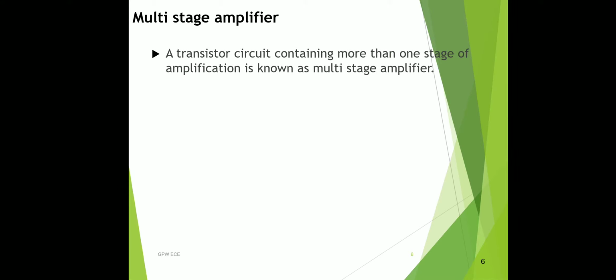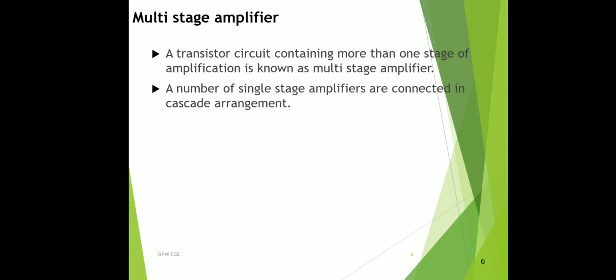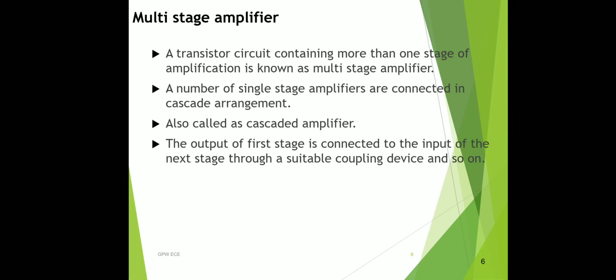What is a multi-stage amplifier? A transistor circuit containing more than one stage of amplification is known as a multi-stage amplifier. Already we discussed in the previous video what amplification is. Amplification means increasing the magnitude of the voltage signal without changing its shape or frequency. A number of single stage amplifiers are connected in a cascade arrangement in the multi-stage amplifier. It is also called a cascaded amplifier.